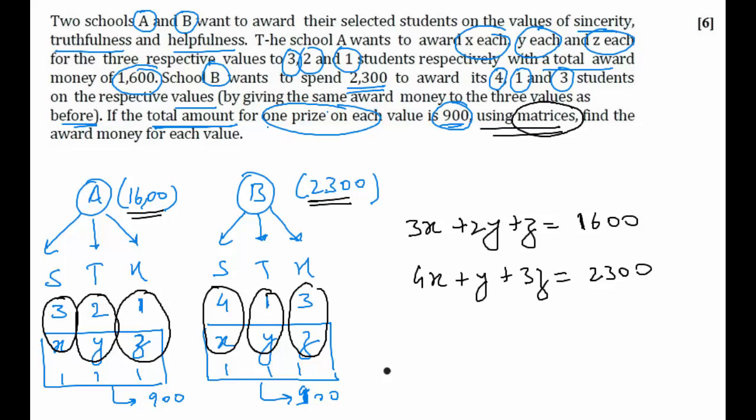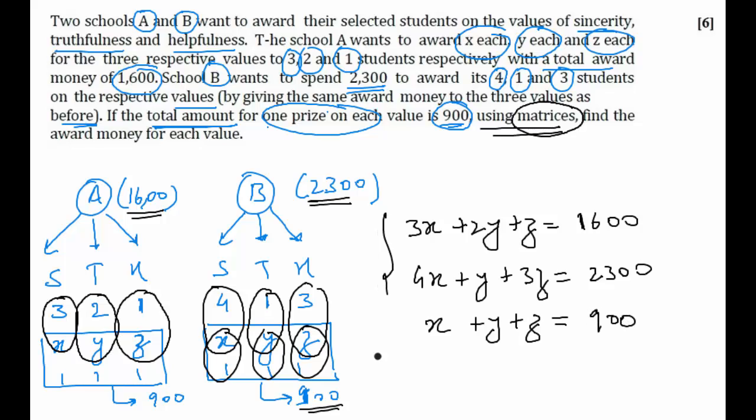Right? Now there is one last equation which we need to write. We know that if I take one prize of each type and add, my value should amount to how much? 900. So that is another equation: x plus y plus z should amount to 900. So these are the three basic equations which I have to solve using which method? Matrix method, right? So if I have to solve using the matrix method, I have to convert these equations into matrix form. So let us try to do that now.